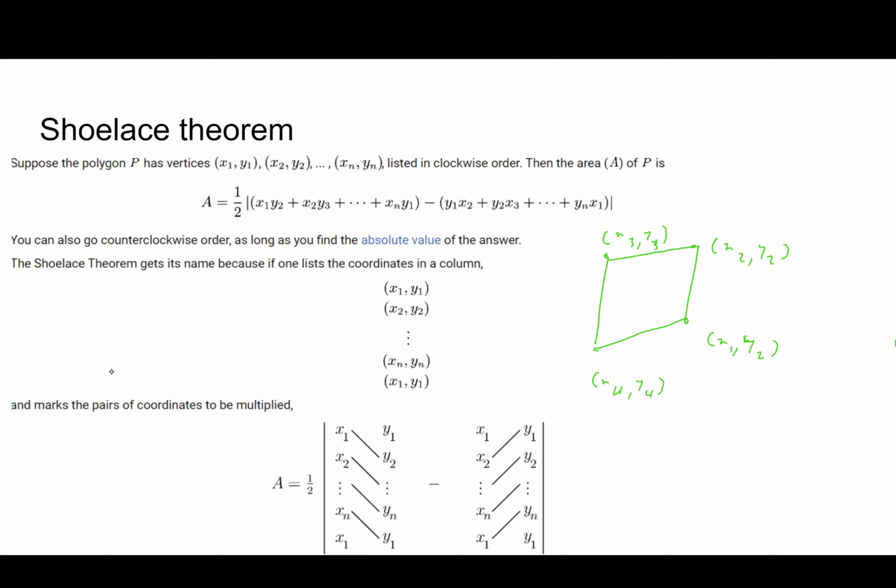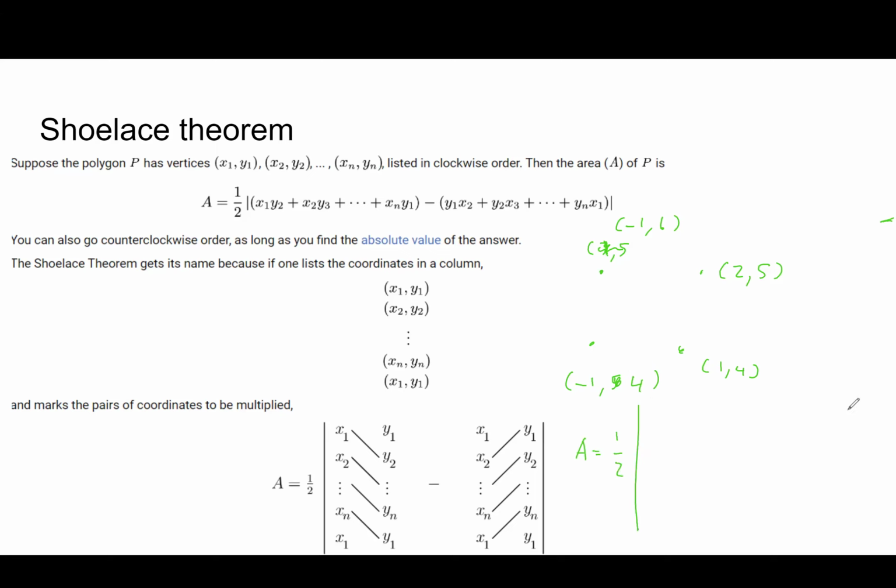Okay. So let's say we have these points, right? 1, 4, 2, 5, 1, 5. Let's make it negative 1, 6, and then negative 1, 5. Wait, negative 1, 4. So if we want to use the shoelace theorem, we can just substitute these points into the formula. The way you would lay this out is by drawing it. If you want to find the area, you have to go in the clockwise order that these points are placed.